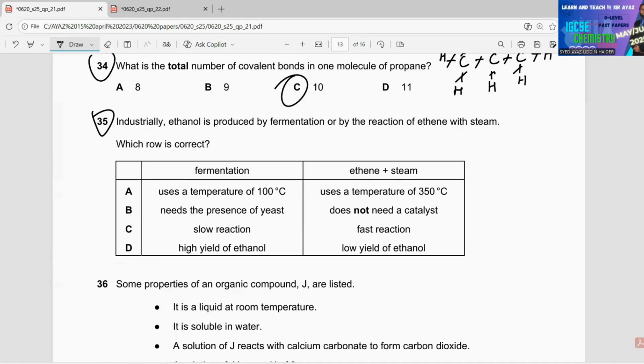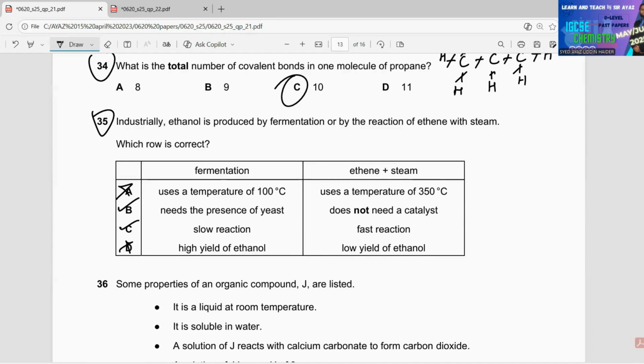Which row is correct? The fermentation, it does not use a temperature of 100. It's incorrect. No need to check the other statement for ethene plus steam. If one of the statements is incorrect, then the whole choice will be incorrect. B, needs the presence of yeast. This looks correct to me. C, fermentation is slow reaction. This is also correct. D, high yield of ethanol. This is incorrect. Either B is correct or C is correct.